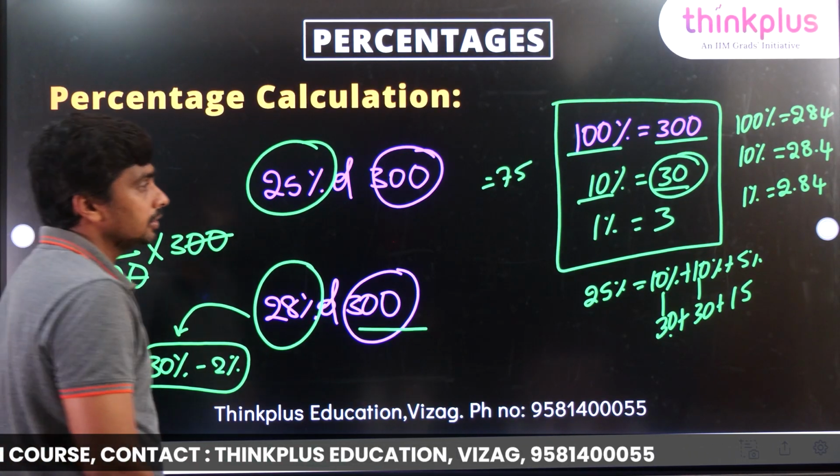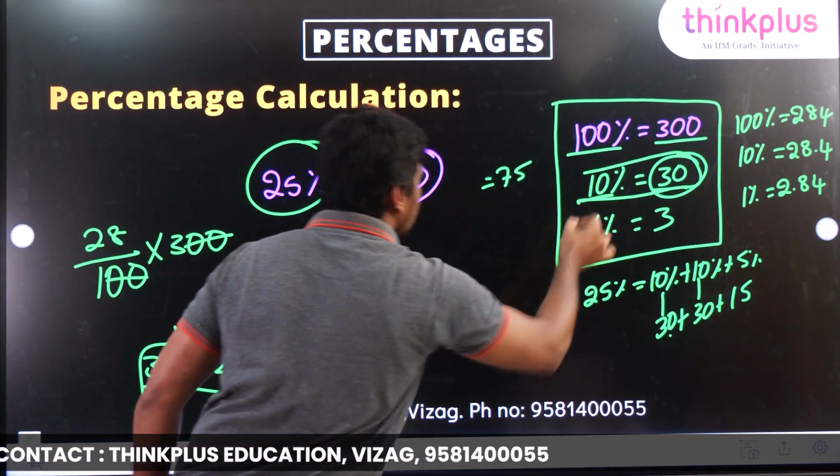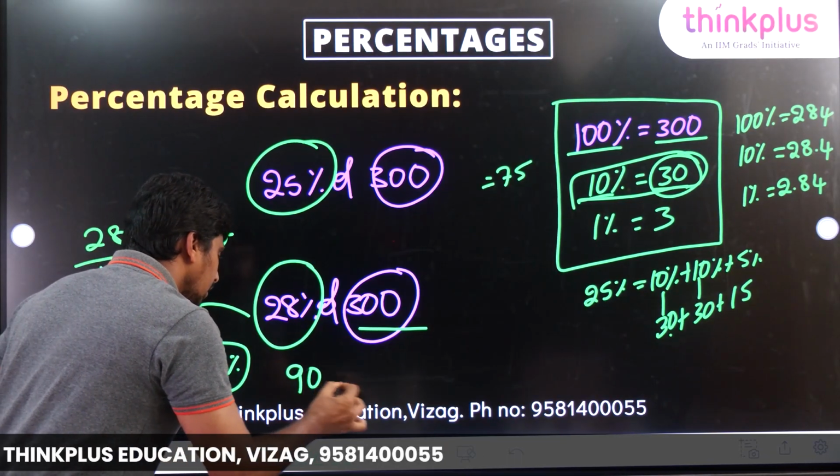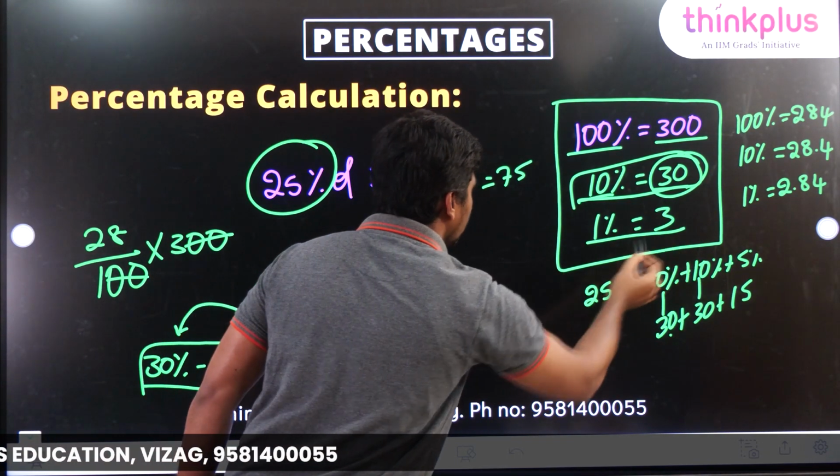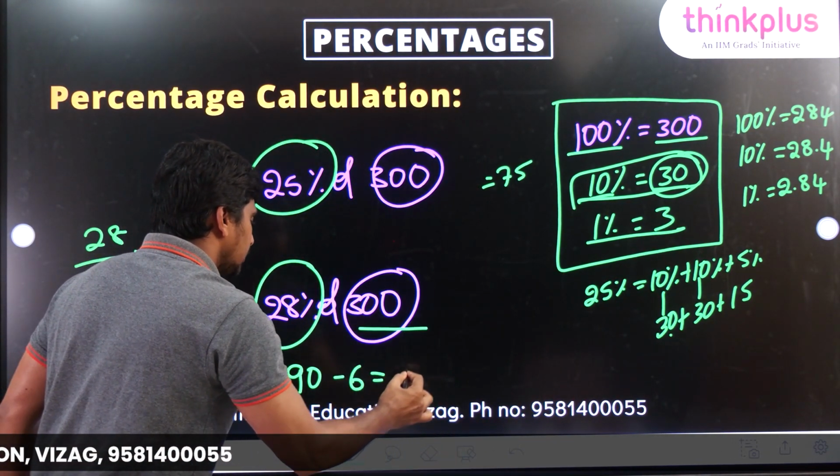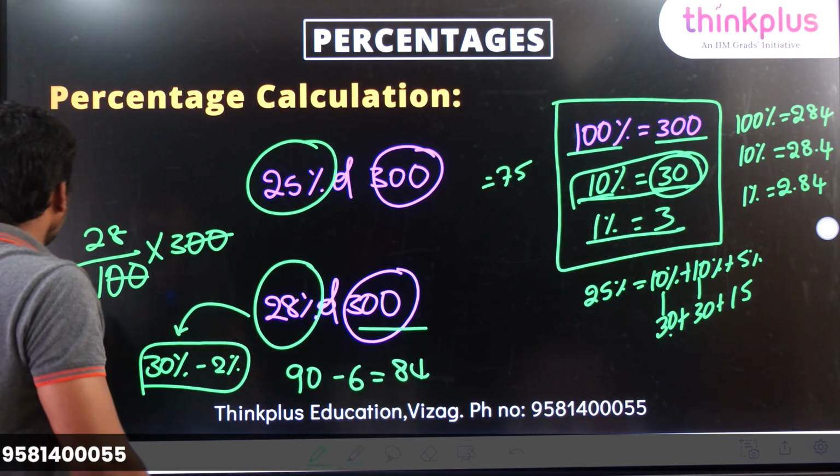So how do you calculate 30%? We know 10% is 30, 30% is 90. 1% is 3, 2% is 6. 90 minus 6, what is your answer? 84.